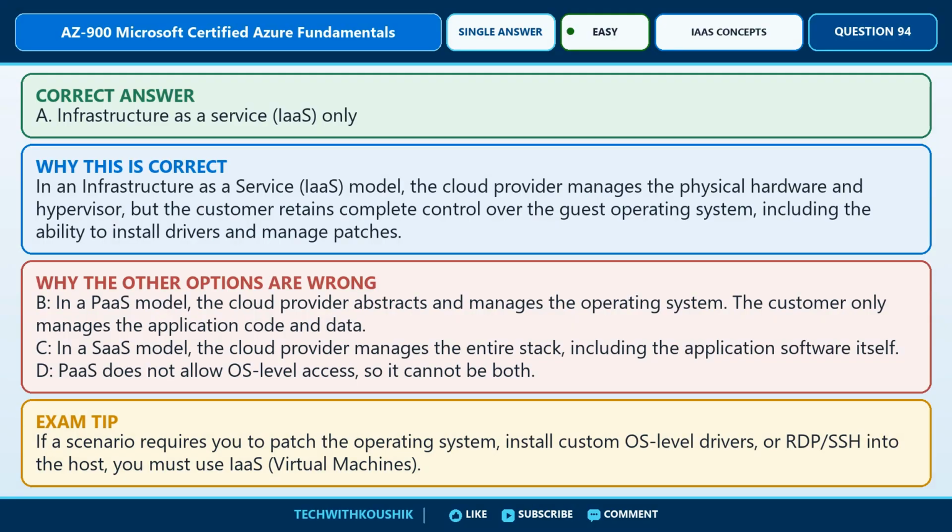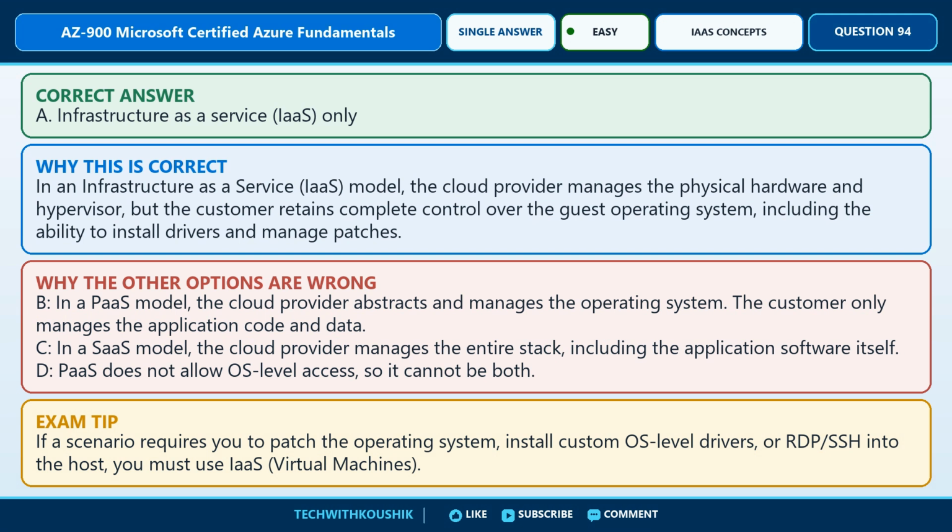The answer here is option A, Infrastructure as a Service, IaaS, only. Here's why. In an Infrastructure as a Service, IaaS, model, the cloud provider manages the physical hardware and hypervisor, but the customer retains complete control over the guest operating system, including the ability to install drivers and manage patches.